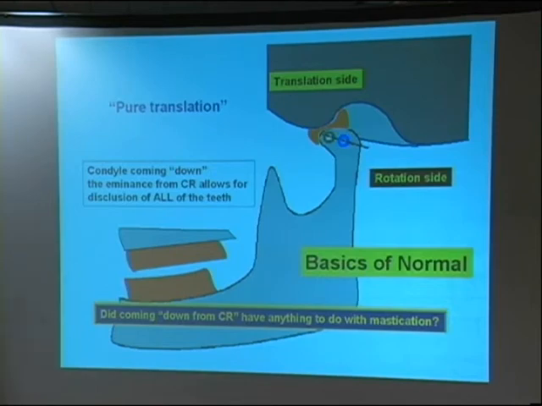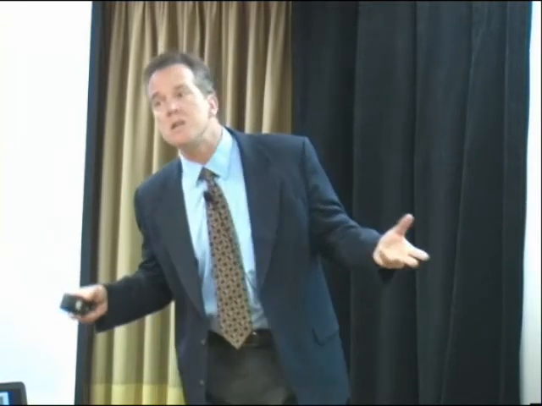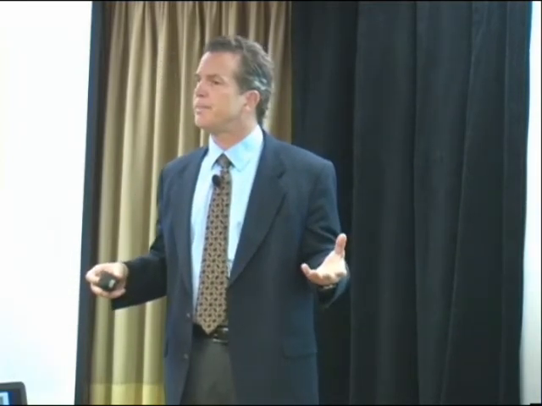So this coming down from CR doesn't have to do with mastication. It has to do with function. It has to do with the management of parafunction because you were starting at clenched. Occlusal therapy starts with a bite. That doesn't mean rest position. It doesn't mean protruded. It means clenched.